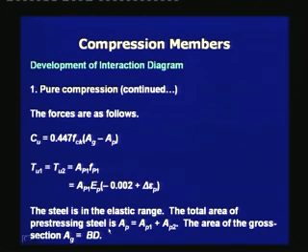The total area of prestressing steel is denoted as AP, which is equal to AP1 plus AP2, and the area of the gross section is denoted as AG is equal to BD. Thus, we can calculate the values of Cu and Tu1 and Tu2 given the geometric variables of the section and the material properties.